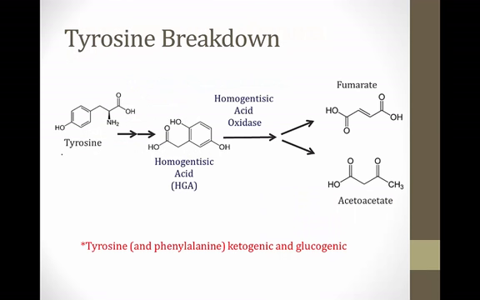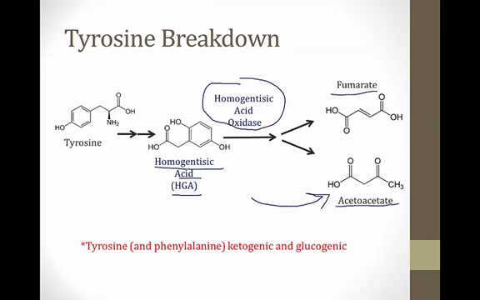Now let's talk about how tyrosine can be broken down inside of cells in the body. Tyrosine can be metabolized to a molecule called homogentisic acid, or HGA, and then there is an enzyme called homogentisic acid oxidase which can convert HGA into fumarate and acetoacetate. Fumarate can enter the TCA cycle and become glucose, and therefore tyrosine is a glucogenic amino acid. In addition, acetoacetate is a ketone body, and therefore tyrosine is both glucogenic and ketogenic.